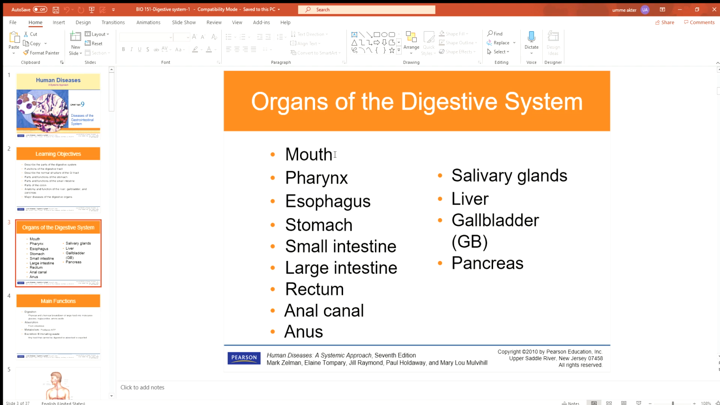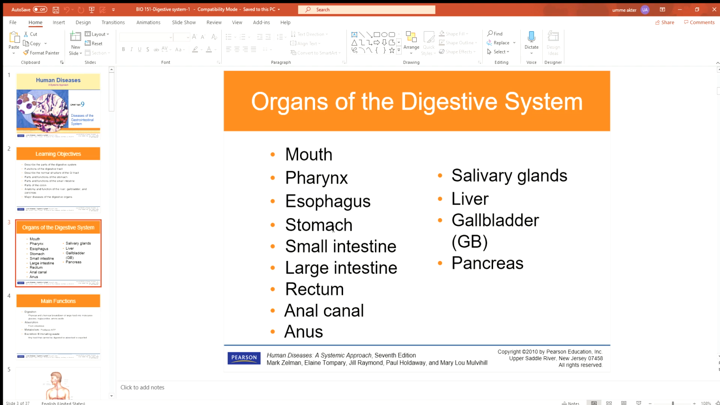The first organ or structure is the mouth, and the next organ is a muscular tube which is called the pharynx. Then after the pharynx you have a long narrow tube that takes the food from the pharynx to the stomach. So the esophagus is that long narrow tube. It takes the food bolus from the pharynx to the stomach. The stomach is a very dilated or expanded part of the tube, and after the stomach the tube again gets narrow and very long. That long narrow tube is called the small intestine.